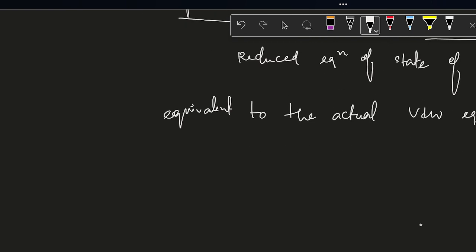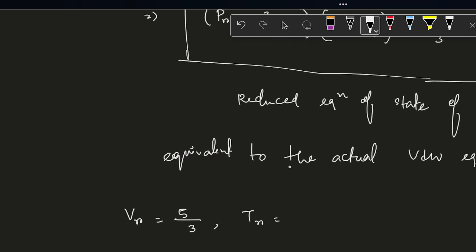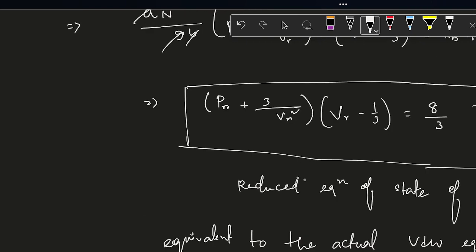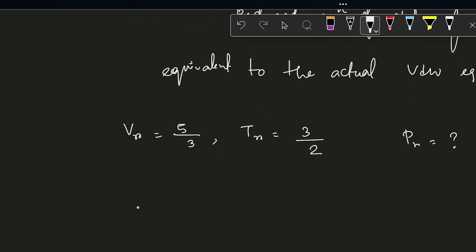So now let us go to the question that was asked: your reduced volume VR was given as 5 by 3 and your reduced temperature was also given as, I think, 3 by 2. And then it is asked what the reduced pressure value is. Now once you know this formula of the reduced equation of state, it is very easy for you to calculate that. So let us calculate using this formula from equation number 3.